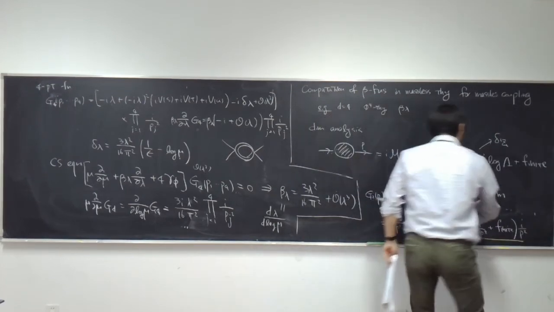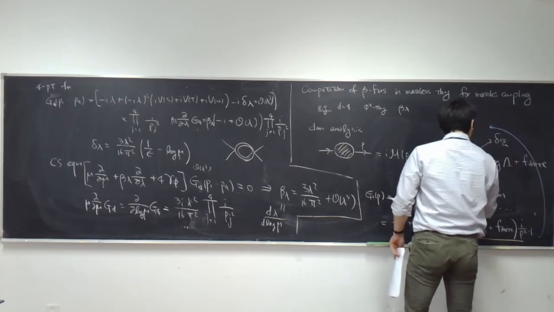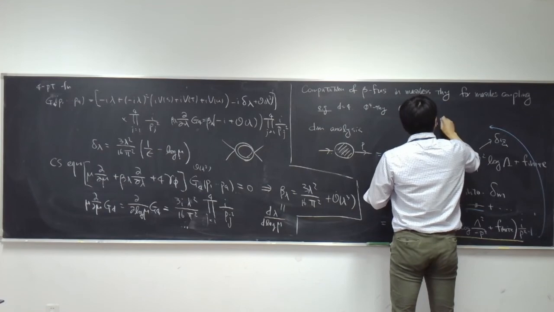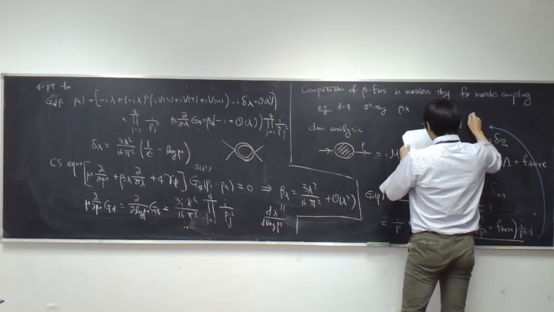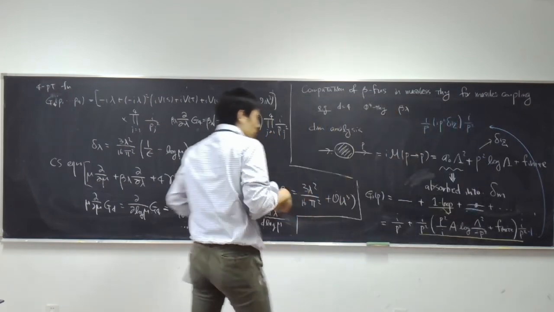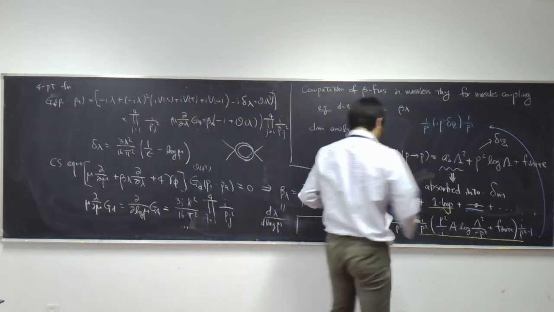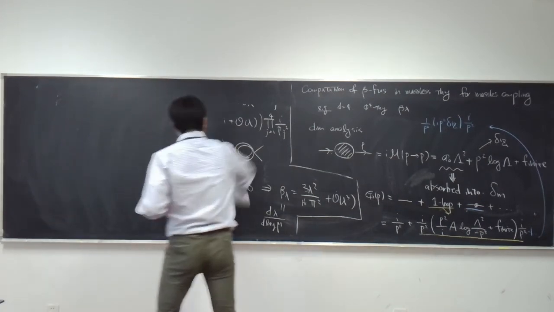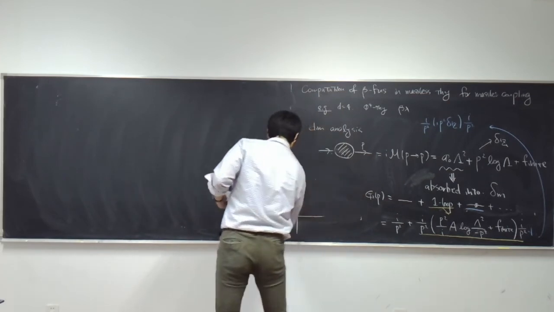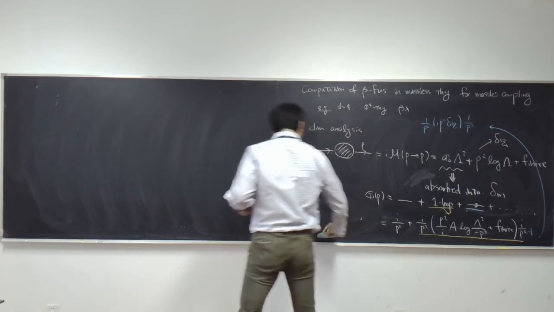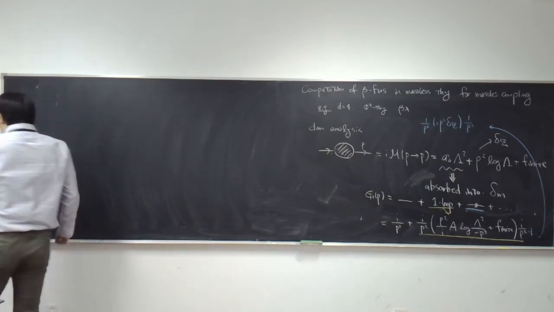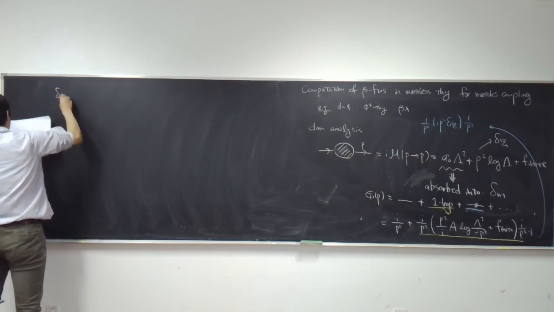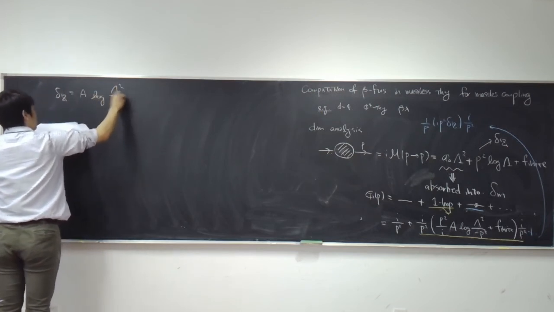So, this counter term, this plus, let me write down here. Plus i over p squared, i p squared delta z. That's how it appears. Well, if you impose the correct renormalization condition, delta z can be understood as a times log lambda squared over mu squared, plus finite.